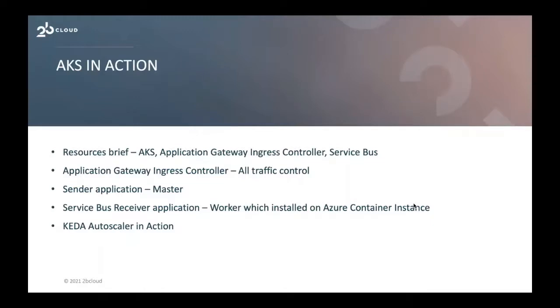Next, we're going to talk about our use case with two applications. The first one is the sender application, called the master, and the second one is the Service Bus receiver application, called the worker, installed on the Azure Container Instance. The first application, the sender, is deployed to the virtual machine scale set node, not to the ACI, the container instance. The sender application is supposed to send messages to a Service Bus queue, and the receiver is supposed to listen to and handle those messages.